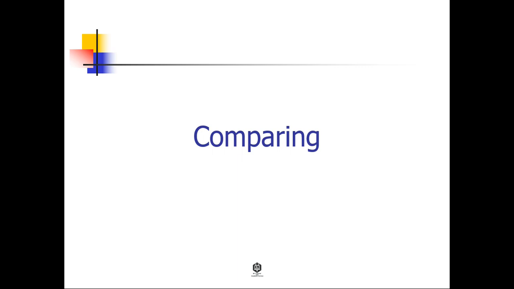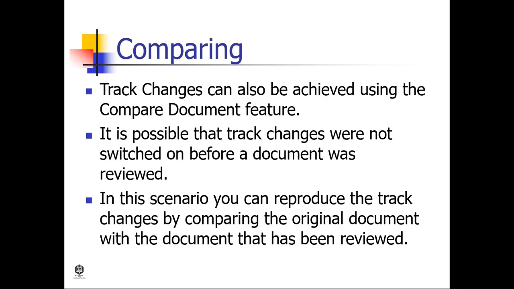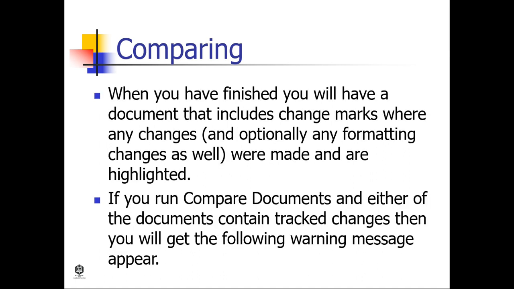Let's proceed to comparing. In comparing, track changes can also be achieved using the Compare Documents feature. It is possible that track changes were not switched on before a document was reviewed. In this scenario, you can reproduce the track changes by comparing the original document with the document that has been reviewed. When you have finished, you will have a document that includes change marks where any changes, and optionally any formatting changes as well, were made and are highlighted.